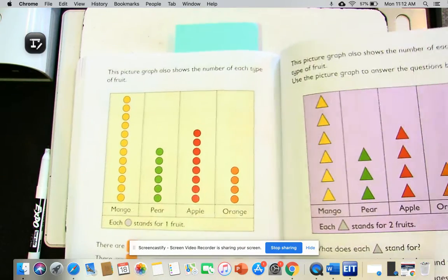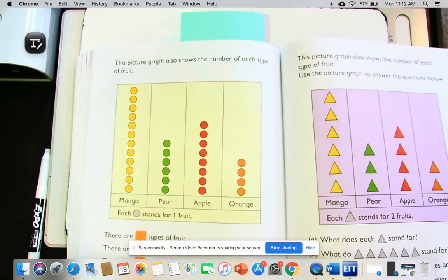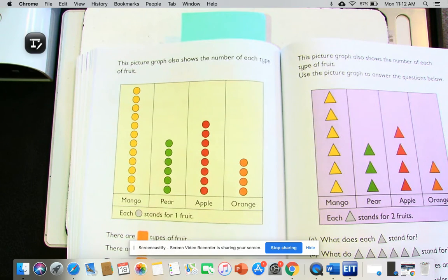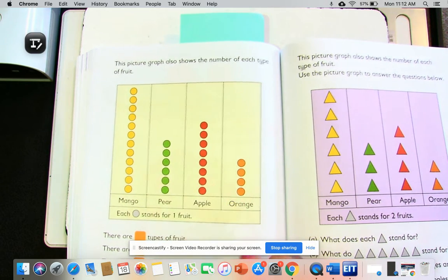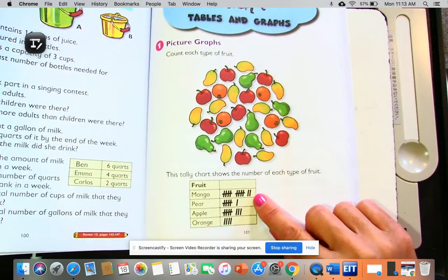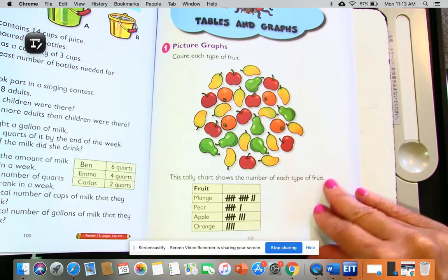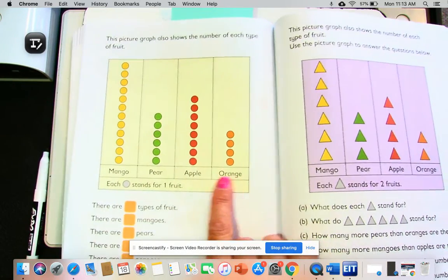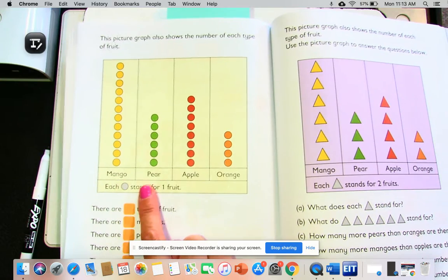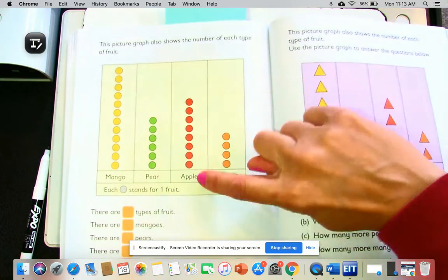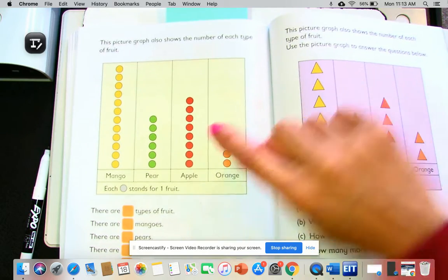So if we turn here, it says this picture graph also shows the number of each type of fruit. So this information is the same information that was on the little tally chart. So it also shows 12 mangoes. Let's see if that's really true. So this is a different type of graph. It's called a picture graph. And you'll notice instead of tally marks, we have little circles representing the number of fruit.